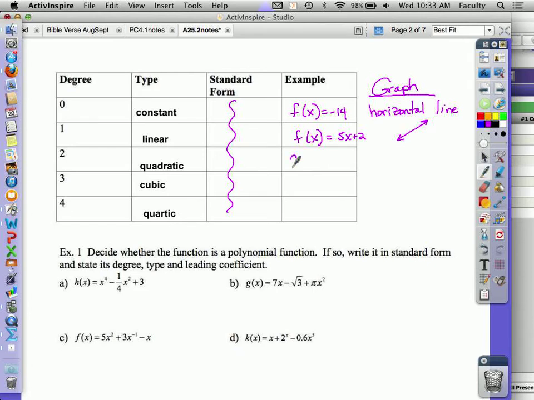Quadratic, you know this one. This could be f of x equals x squared minus 2x plus 3. That's a parabola. Now what's new for us is the cubic. A cubic, we're going to learn about tomorrow, has this general shape. And then a quartic is a 4th degree.